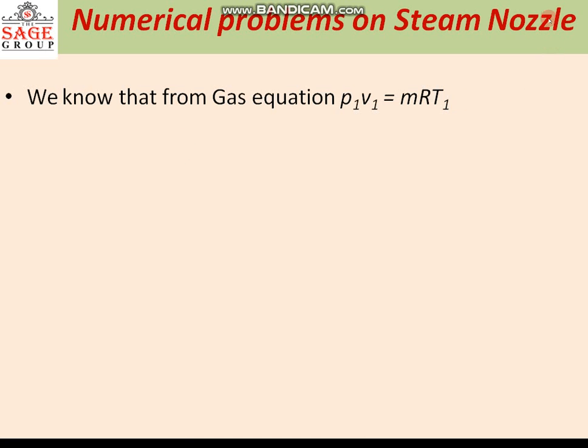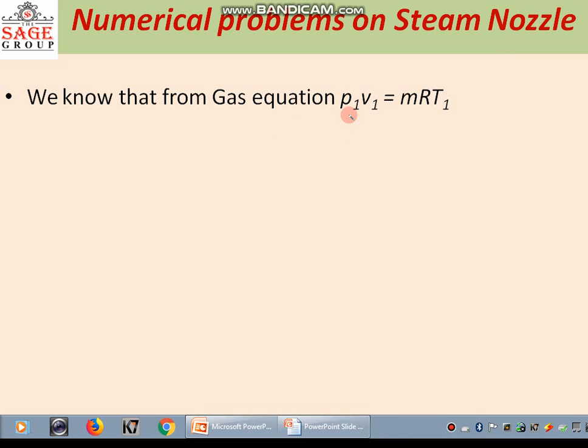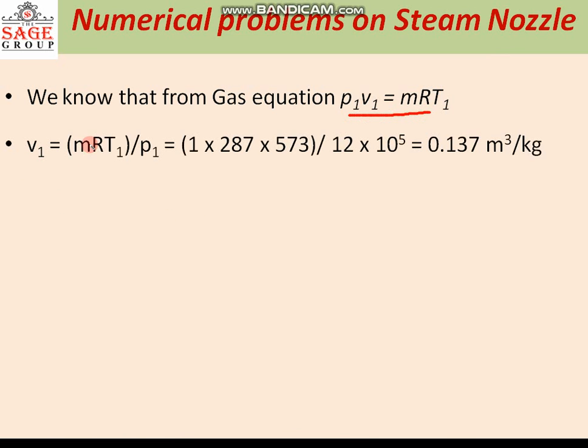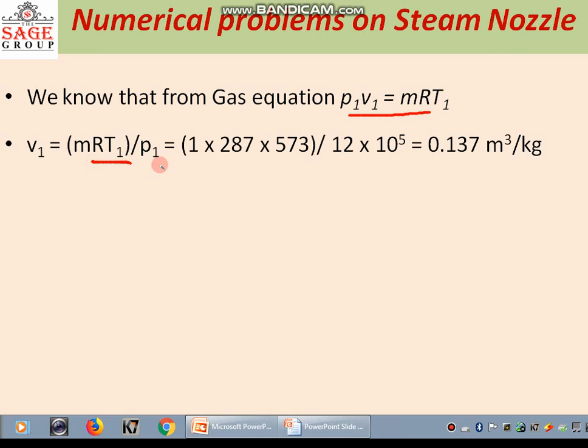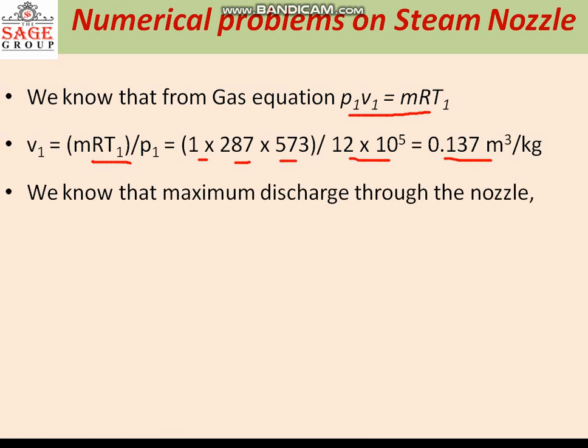Now we know from the gas equation that P1 V1 equals mRT1. So V1 can be written as mRT1 upon P1, which is, putting the values of m, R and T1, 1 into 287 into 573 upon P1, which is 12 into 10 to the power 5. That gives 0.137 cubic meter per kg, the specific volume.